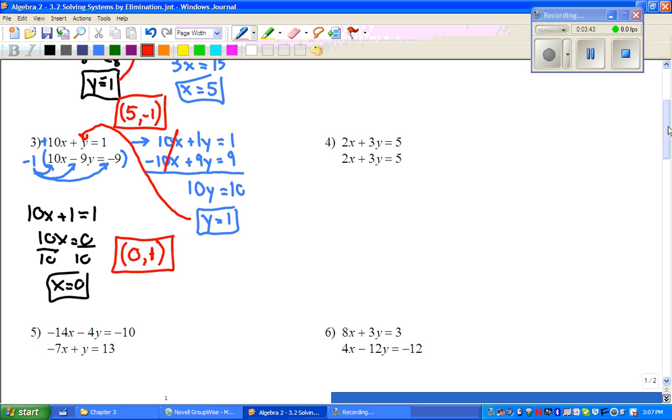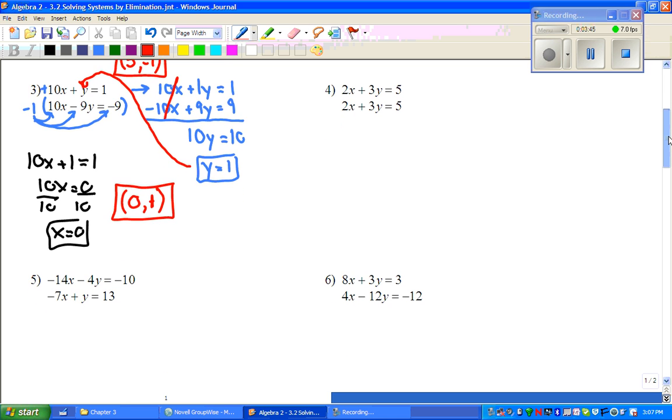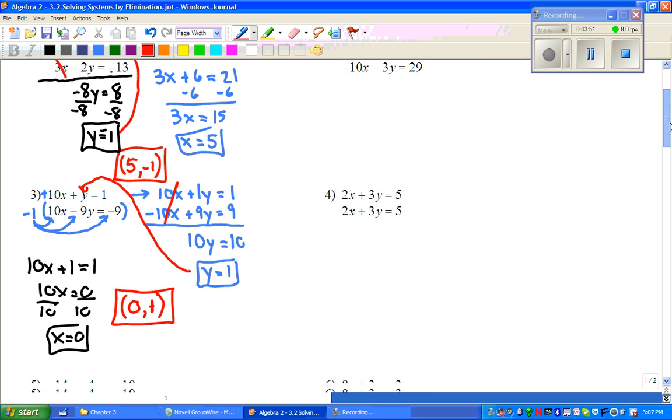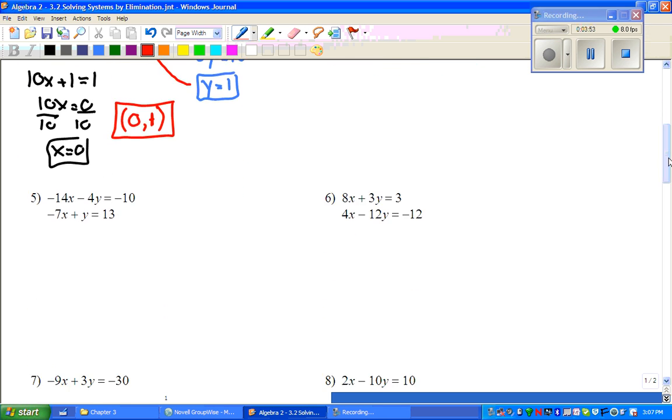Okay? Now, sometimes we might run into the situation where it doesn't just eliminate for us right away, and it's not just a negative sign off. Sometimes we might actually have to change both equations, or multiply by an actual integer here, okay? So for this one, look, you got negative 14x and you got negative 7. Those don't cancel. Negative 4y, positive y. Those don't cancel.